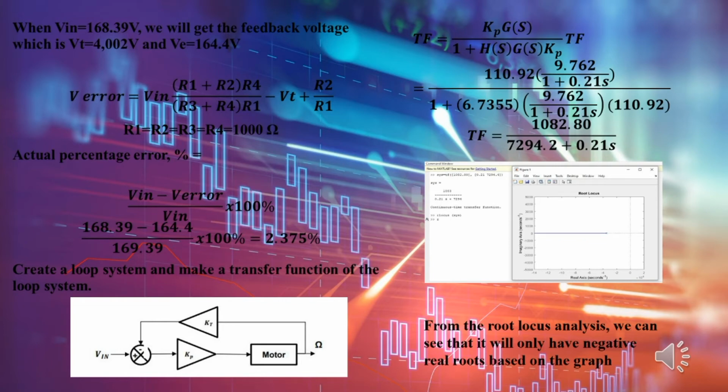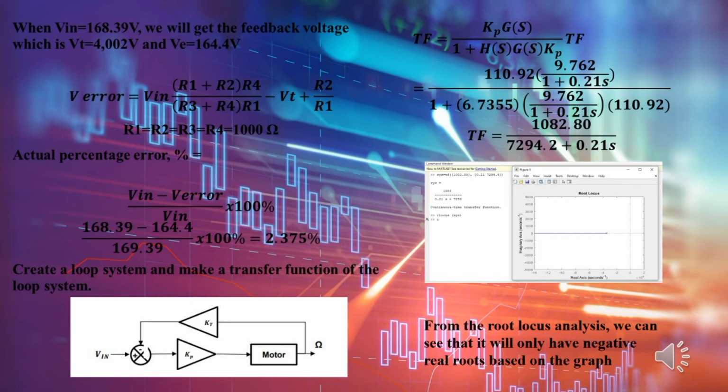Next, we will calculate the actual percentage error. By using the formula given, we get that the percentage error is 2.375%. After that, we will create a loop system and make a transfer function of the loop system by using the formula of transfer function equals KpGs over 1 plus HsGs, with Kp times the transfer function.